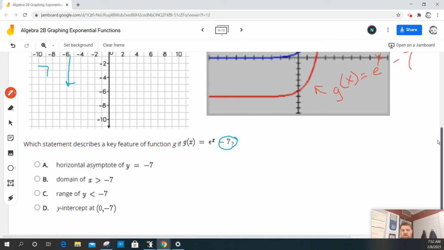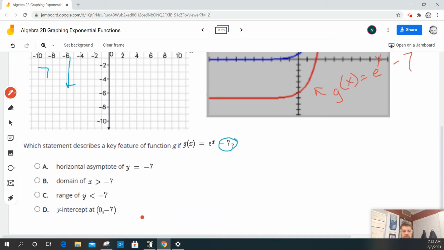So which of these statements is true? Well, the domain is all real numbers. The range is greater than negative 7. So that's not true. The y-intercept is at 0, negative 7. Well, let's see. 1, 2, 3, 4, 5. Actually, this is at 0, comma, negative 6. So that's not true.